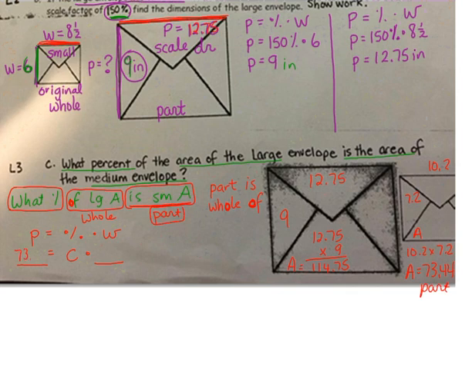So the small area is the part, and that is 73.44. And the large area is the whole, and that's 114.75. To solve this multiplication equation, we divide. Show division with a fraction bar. Divide both sides by the coefficient 114.75. That gives us a value for C, which is 0.64. Remember to answer your scale factor as a percent, so we multiply that by 100 and we get 64%.